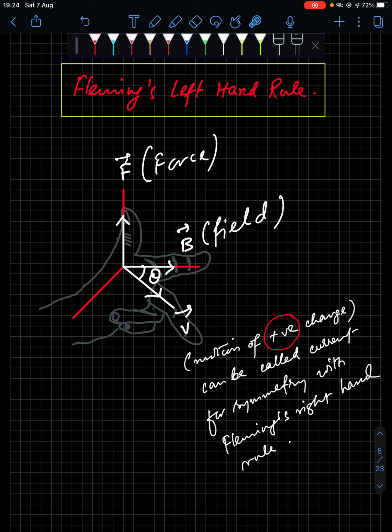In Fleming's left hand rule we use 3 fingers. The direction of the magnetic field and the direction of motion of charge will be given in the situation. We always consider positive charge, and then we can apply it in the case of negative charge also, once you understand it for positive charge. So if you align your index finger along the direction of the magnetic field, and the middle finger along the direction of motion of the positive charge, then the direction in which your thumb points will show you the direction of the magnetic force.